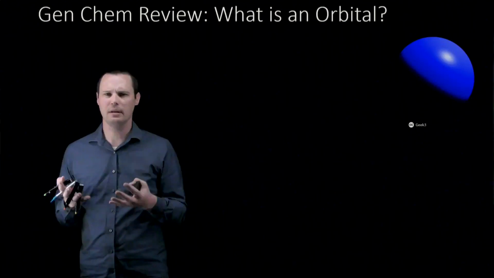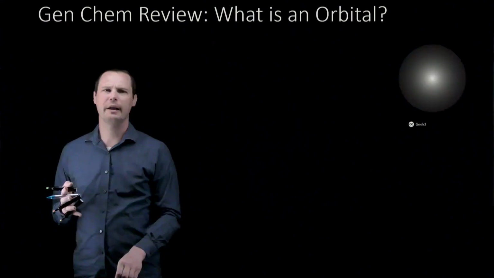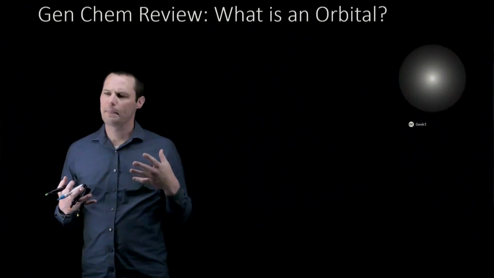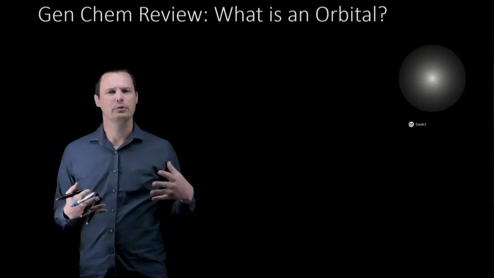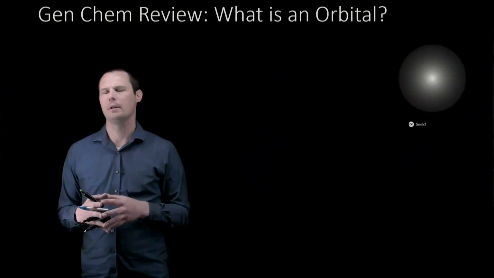So what is an orbital? This is really more of an accurate representation of what an orbital is. An orbital has something to do with electrons. It's not a boundary, it's not a balloon, it's not a physical space. So what is an orbital? Okay, let's talk about this.